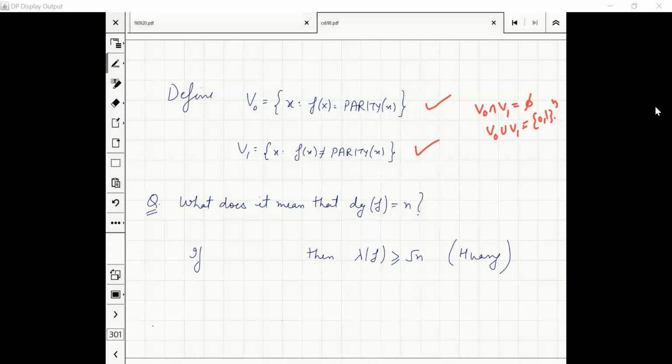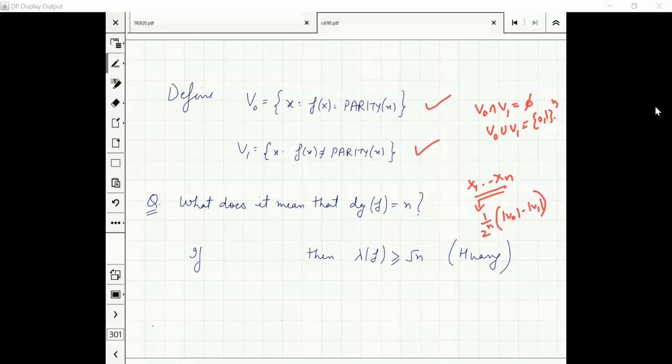Why? Because what is the nth degree Fourier coefficient? There is only one monomial of degree n, right? And what is its value? In terms of V0 and V1, it's the inner product with parity, which basically means the size of V0 minus the size of V1. Exactly.